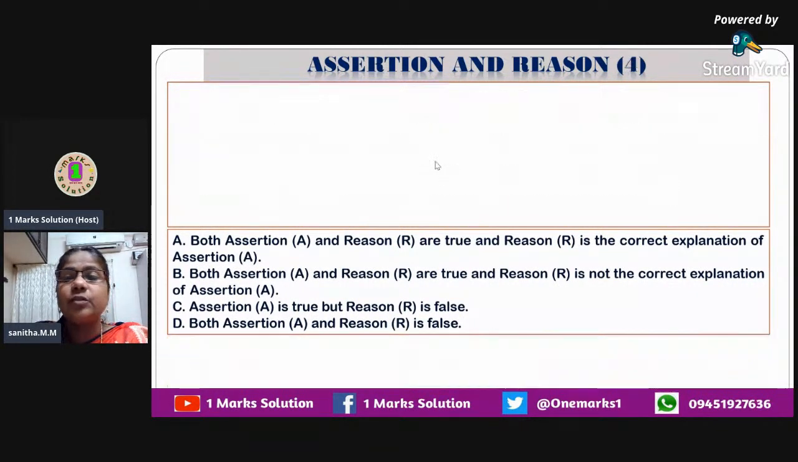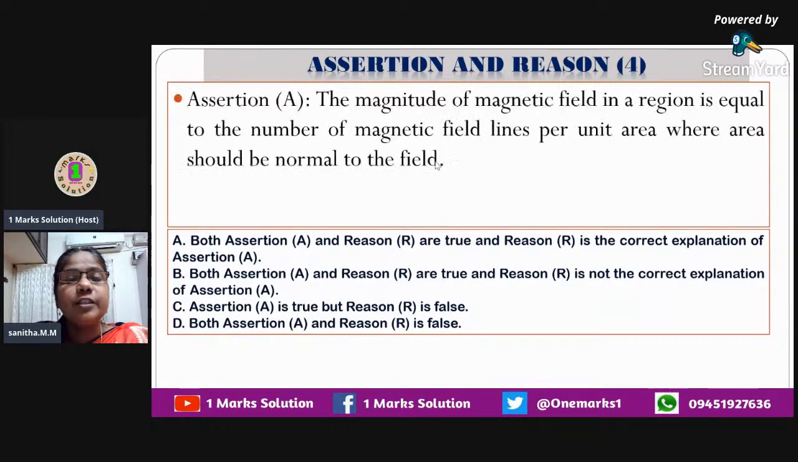Now we can go for the next. We will first of all read the assertion. The magnitude of the magnetic field in a region is equal to the number of magnetic field lines per unit area, where the area should be normal to the field. You know electric flux, what is electric flux? The number of lines per unit area, and those lines which are normal only we take into consideration. Similarly, for magnetic field lines, we take those which are normal, and the total per unit area we call the magnetic field intensity. That is the magnitude of the magnetic field.